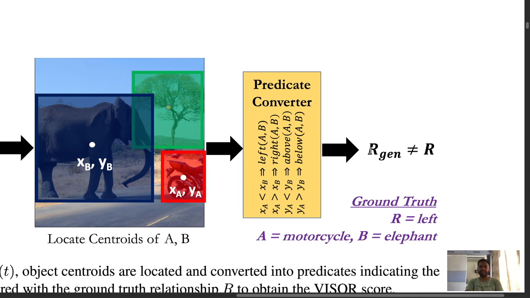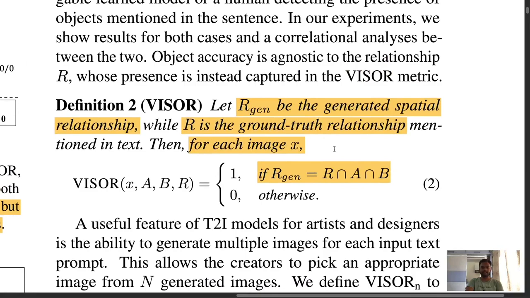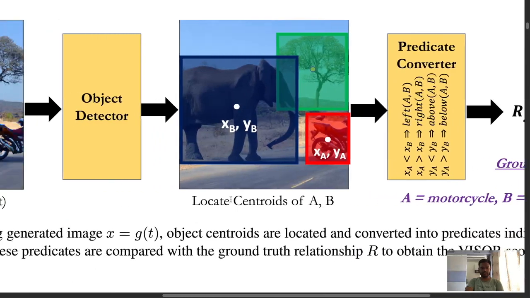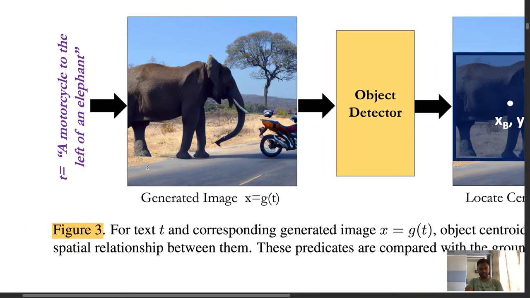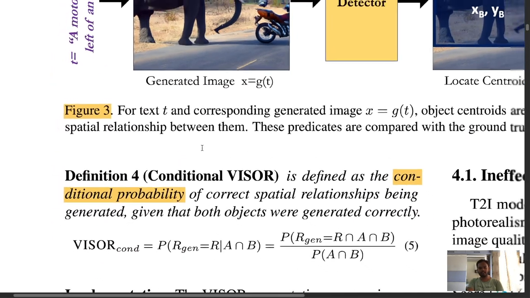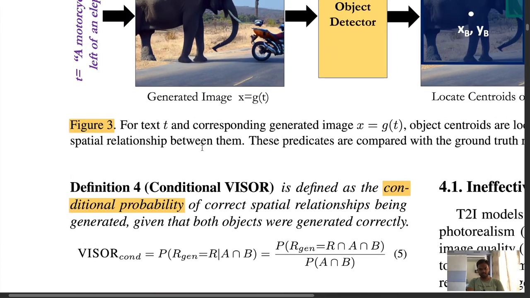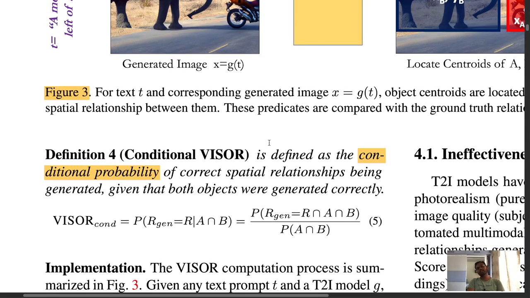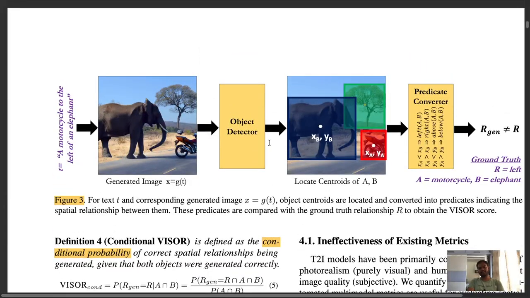So my R gen is not equal to R. The relationship in the generated output is not equal to the relationship mentioned in the context. There you go, this is the condition. And based on the metric that we have here, if this condition fails, we get a zero. So the VISOR score for this image is going to be zero. That's basically how they're calculating the VISOR score.